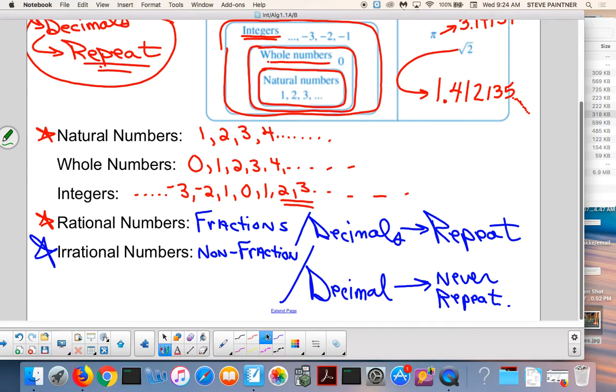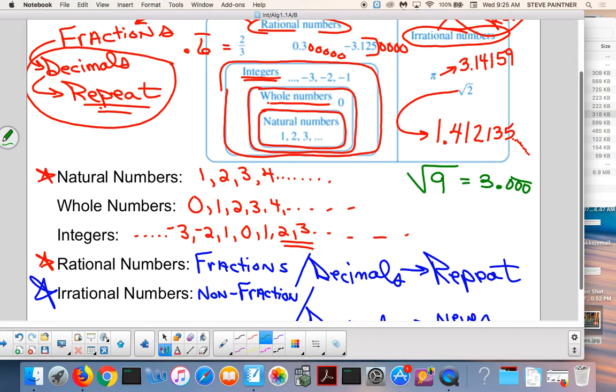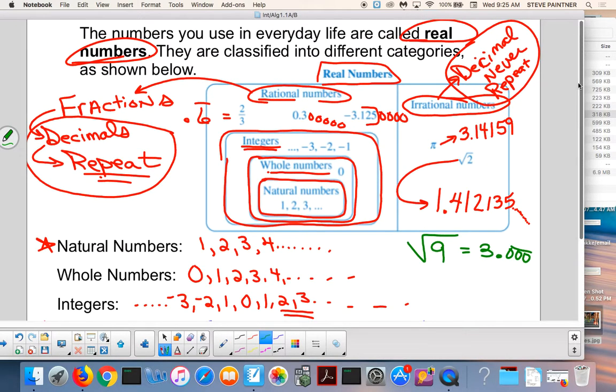Now, here I got a question for you. What about this one? Where does this fit? Where does the square root of 9 fit? First of all, what is the square root of 9? It is 3. Okay. So, what comes after the 3? 0, 0, 0, 0, 0. Okay, it's repeating. Is it rational? Yes. If it repeats, it just repeats, then it's rational.